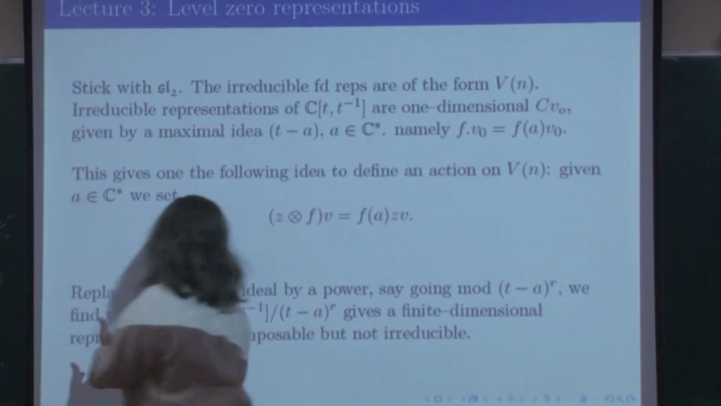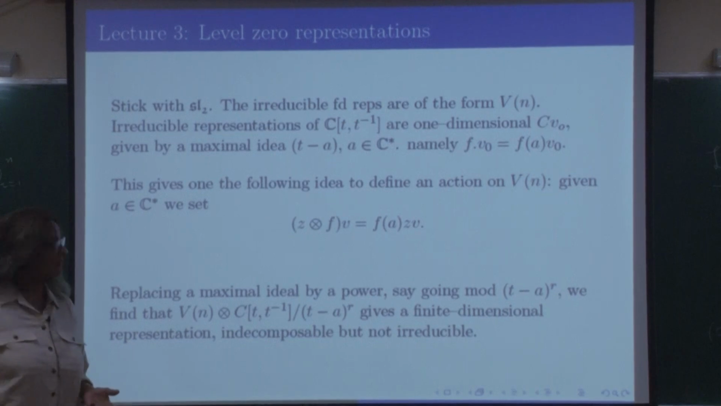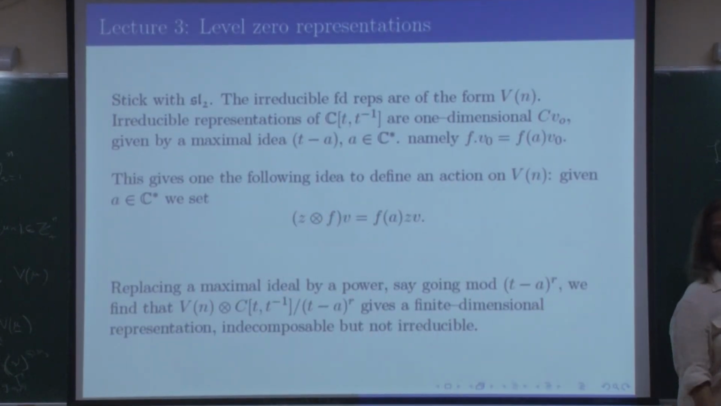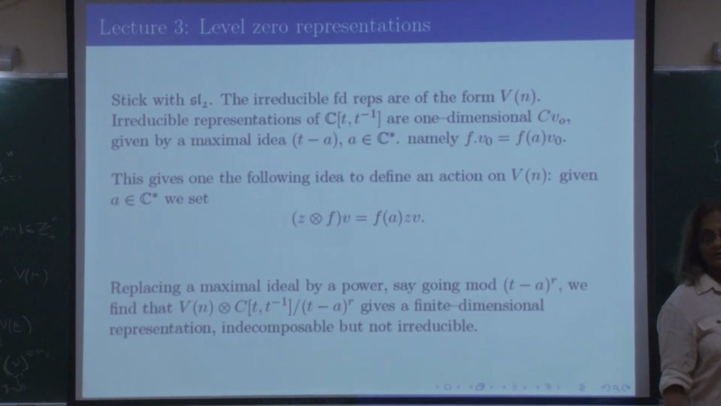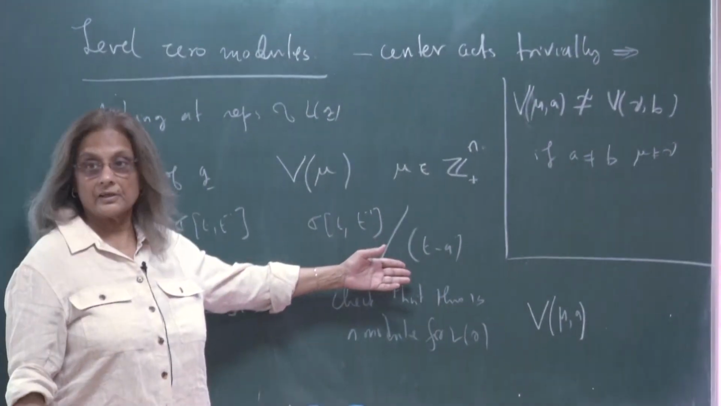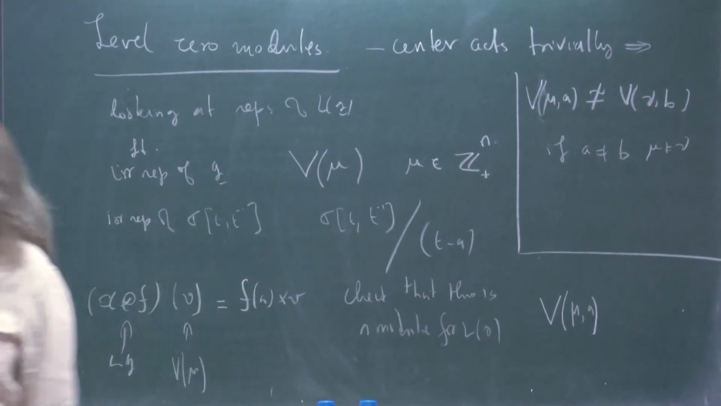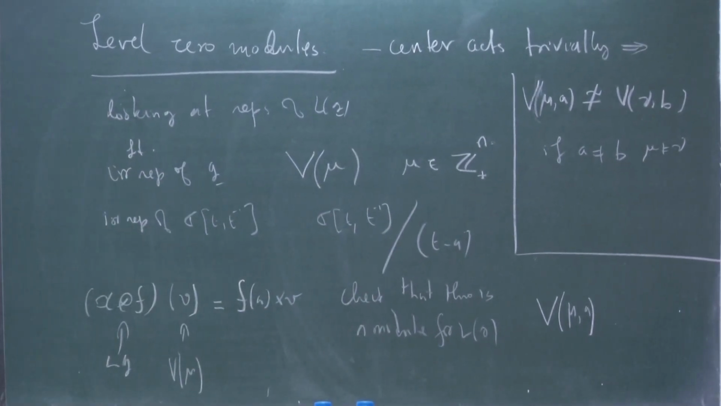Now the existence of indecomposable representations is then completely obvious also, because of course this principal ideal domain has irreducible representations, but it has plenty of indecomposable representations. You replace this maximal ideal by a power of a maximal ideal, right? So it's a trivial construction.